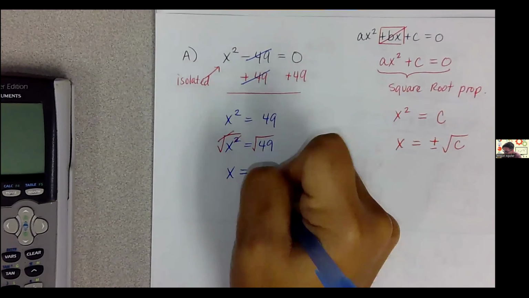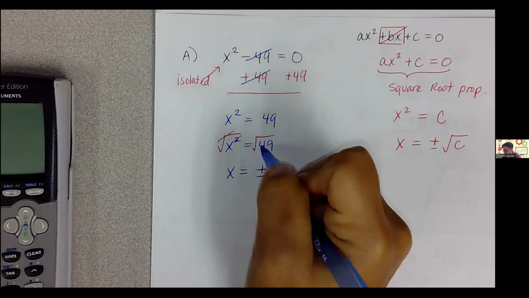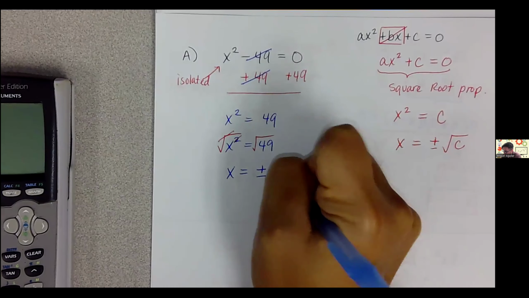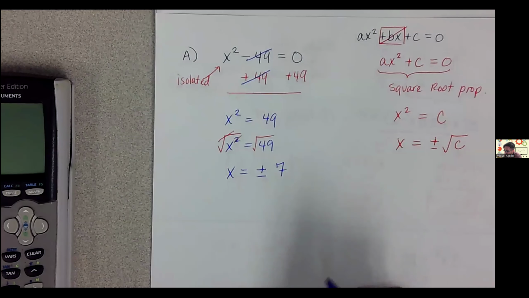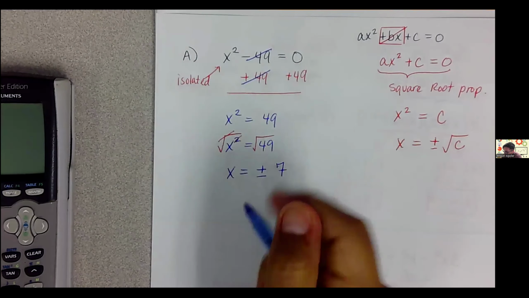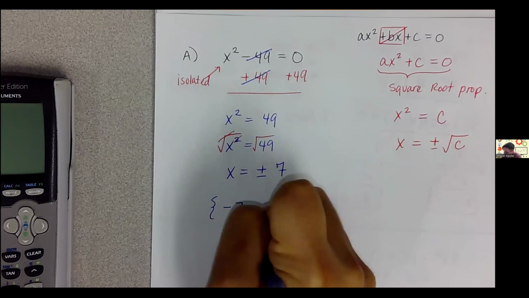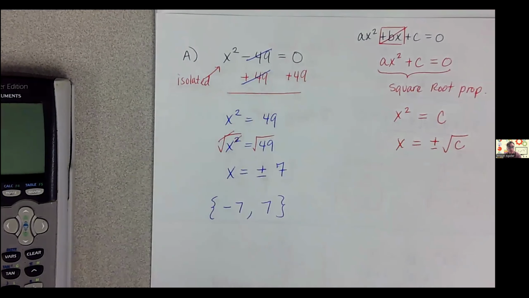X is now equal to plus or minus, what is the square root of 49? Well, that's just 7. So my solution set can be expressed as negative 7 or positive 7. Those are my two solutions. Okay, and you're done. So let's take a look at the second example here.